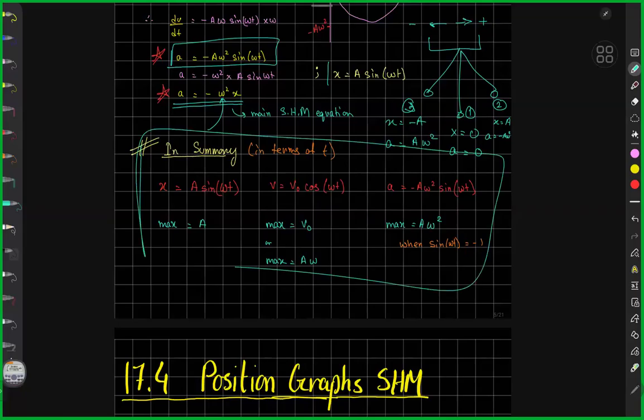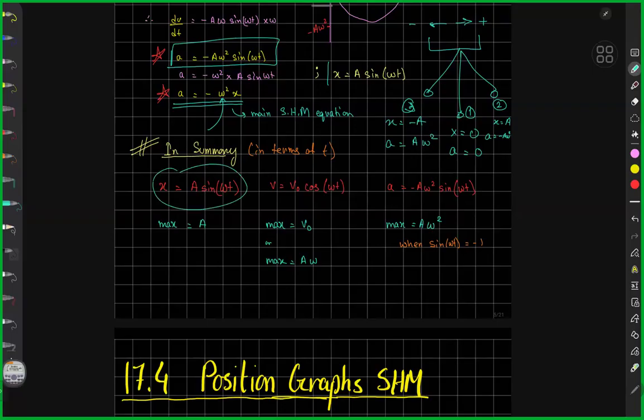Now, in summary of today's class, I've extended the class a bit, 15 minutes, sorry. So you can take a screenshot. In terms of the x displacement equation, x equals A sine omega t. What is the maximum value? A. In terms of v, v equals v naught cos omega t. What is the maximum value? V naught or A omega. In terms of acceleration, what is the maximum value? A omega square. And when do we get this? When sine omega t is -1, because there's a minus sign over here. So when x equals minus A, you get this maximum acceleration.